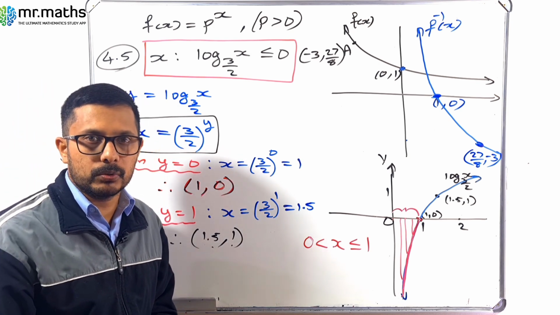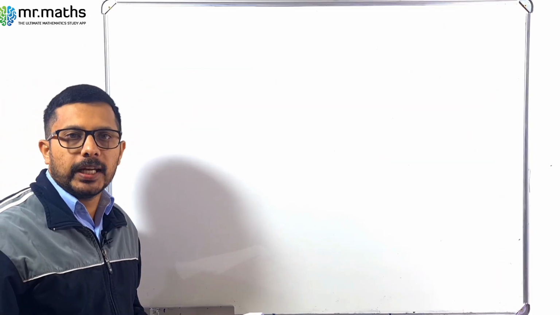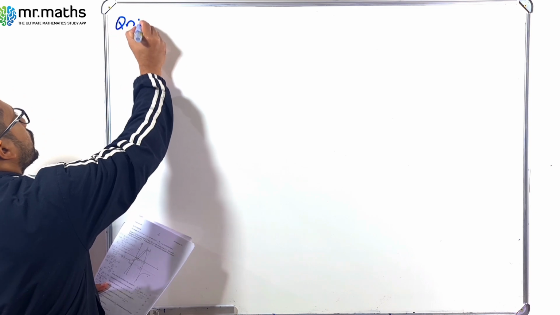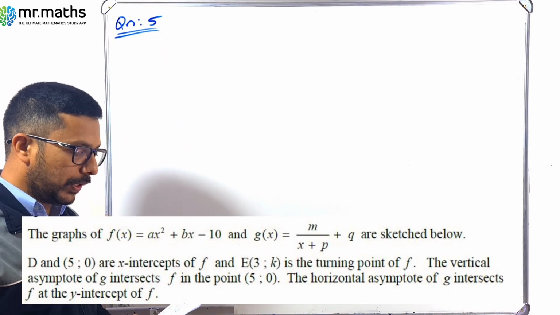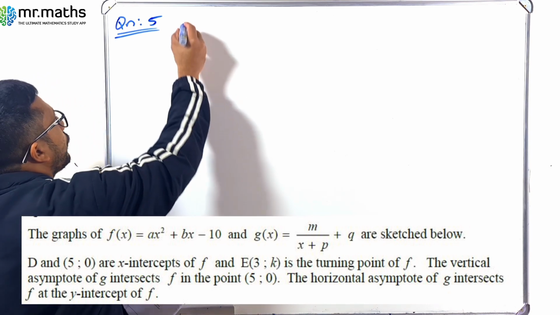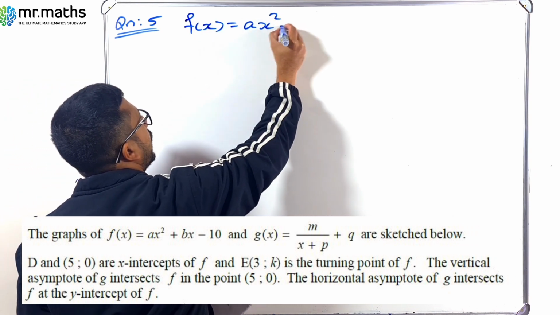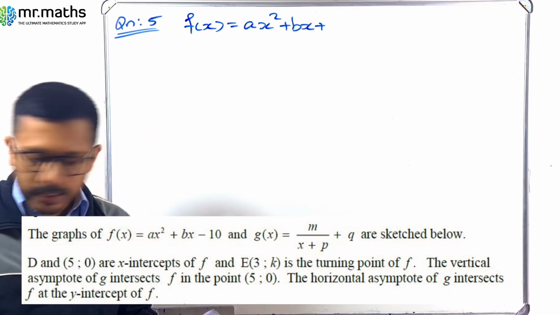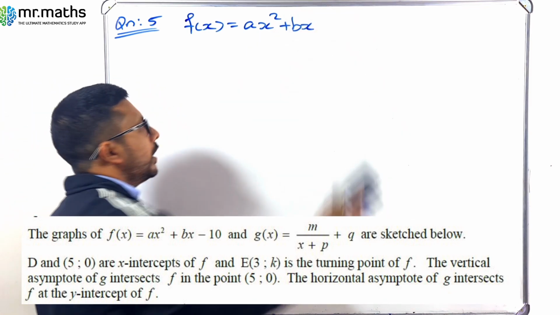Now let's move to the next question, question number 5. And what is that one? The graph of f of x is equal to ax square plus bx minus 10. So there is a graph f of x given, and what is that one? Ax square plus bx, not bx plus c, it is bx minus 10.